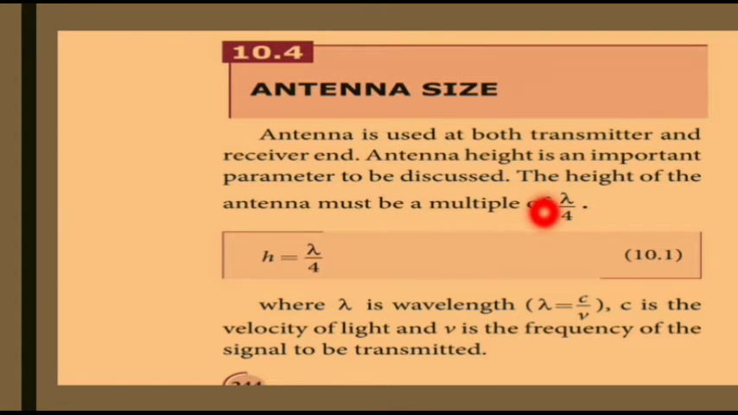What is lambda? Wavelength. What is the wavelength of the signal? See, this is given in your book: lambda is equal to c by nu. C is the speed of light, nu is the frequency of the signal. This is the size of the antenna. So the size of the antenna must be a multiple of lambda divided by 4, that is, the wavelength of the signal divided by 4.